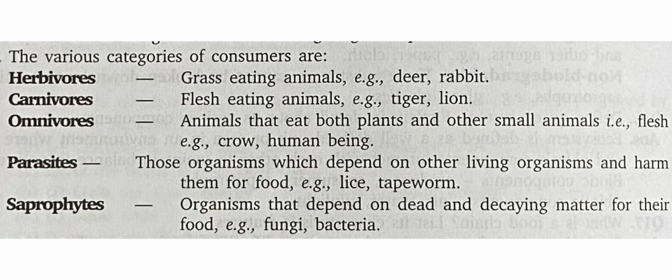Now let us see the various categories of consumers with examples. First one is herbivores. They are grass eating animals, meaning the animals which feed on plants, for example deer, rabbit, etc.